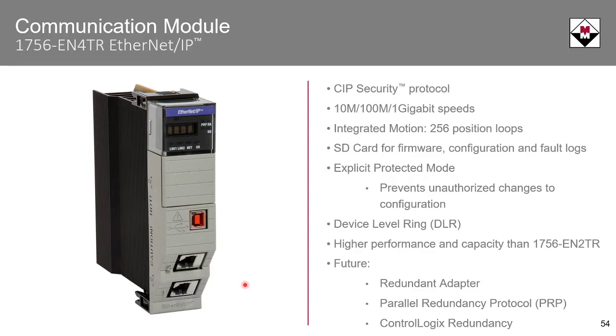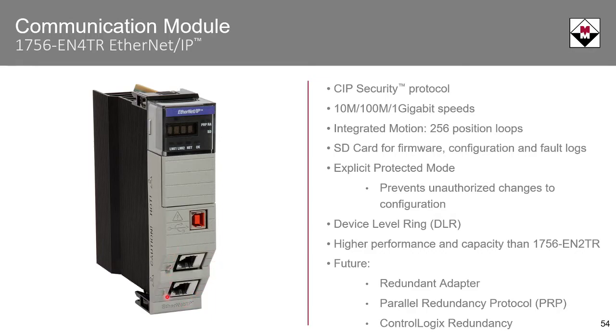Now let's look at some communication modules that were recently introduced. First up is the 1756 EN4TR, and it is actually supported back to version 24. This is the first Ethernet module that supports SIP security. It supports 10 meg, 100 meg, or 1 gigabit speeds.